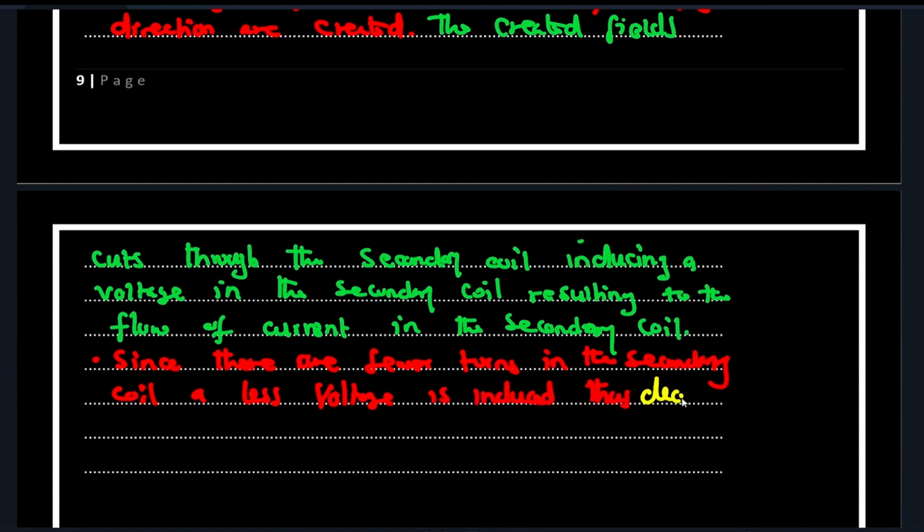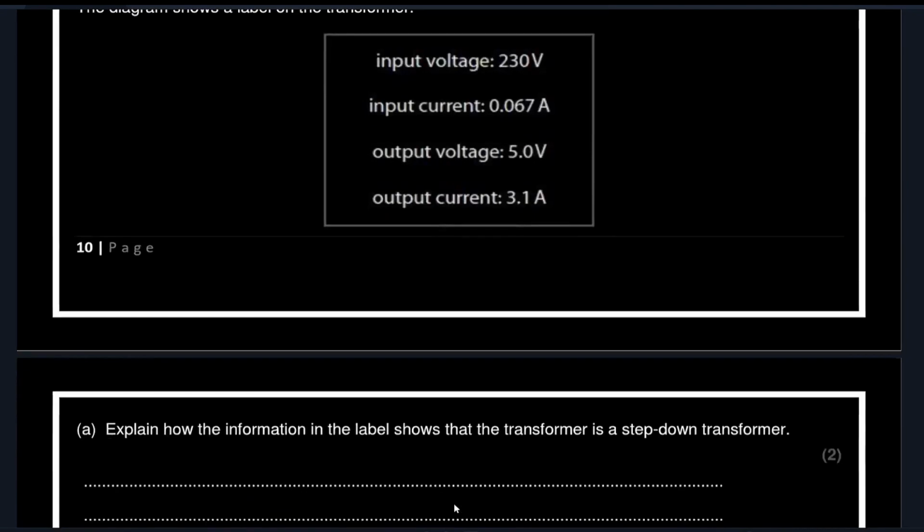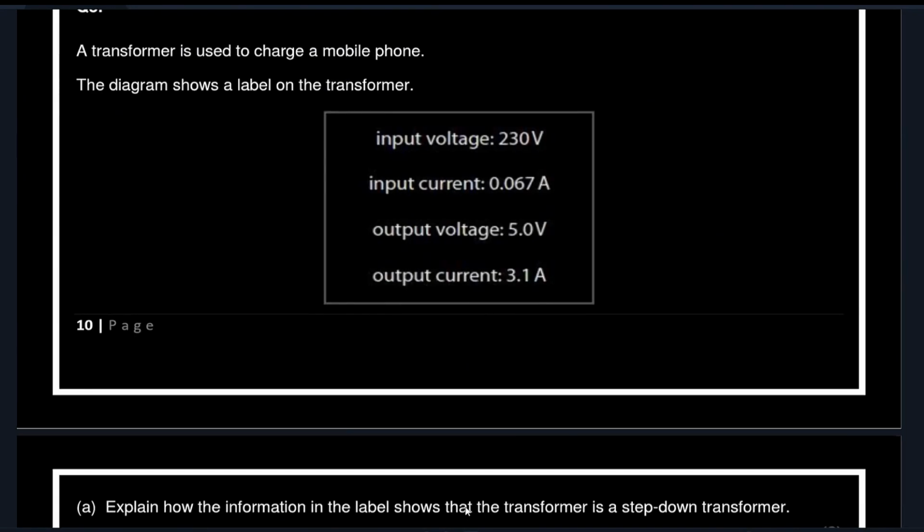Right, let's move to the next question so that we can see what is expected in question 5. In question 5, a transformer is used to charge a mobile phone. The diagram shows a label of the transformer. Output current is 0.067, output voltage is 5 volts, output current is 3.1. When you look at this, it is a step down transformer because the output voltage is less than the input voltage.